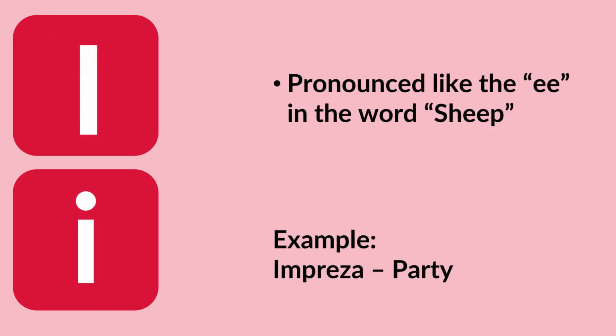The letter I in the Polish language is pronounced as ee, which sounds similar to the two E's in the word sheep. An example of the letter I being used in a word is impreza, which is the noun version of party in English.